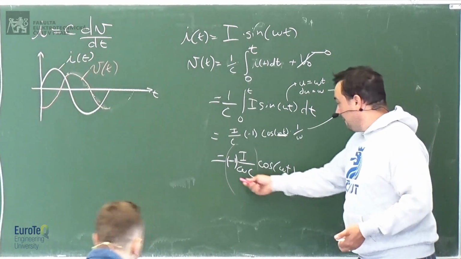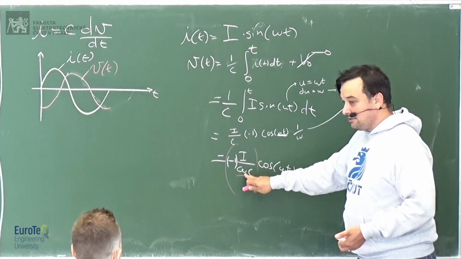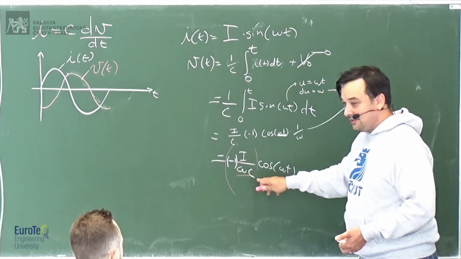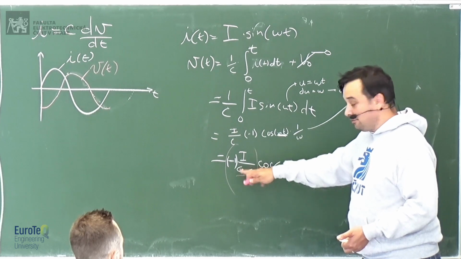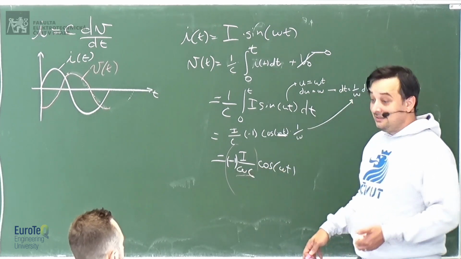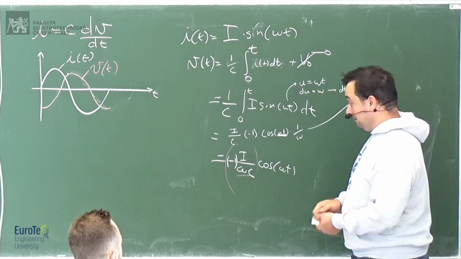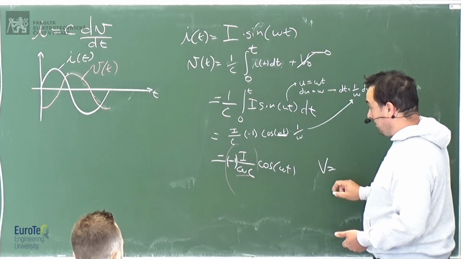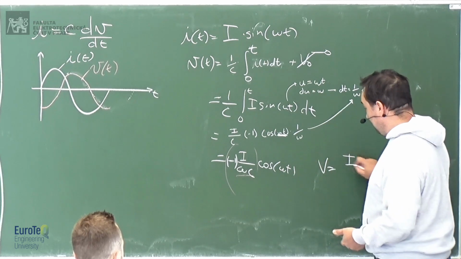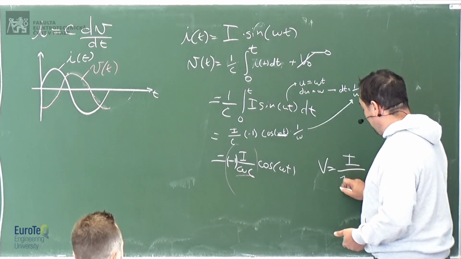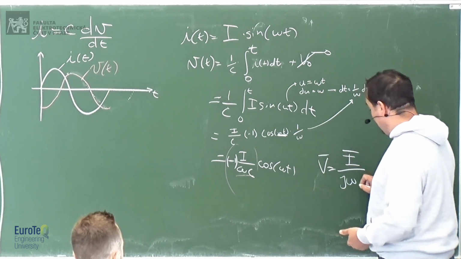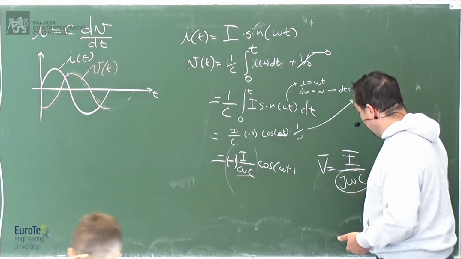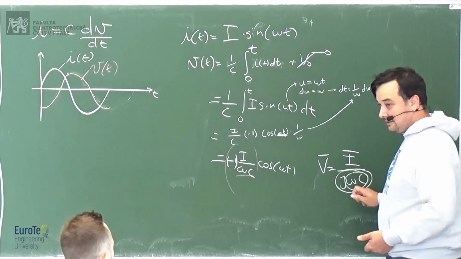Okay. Now, does this suggest anything to you? Oh, that's 2 pi f. Yeah, but 2 pi f C is what? 1 over 2 pi f C. Oh, it's the reactance. Because here you have a voltage which is equal to a current divided by j omega C. That's impedance. That's voltage. That's impedance, and this is the reactance. Yeah, I'm sorry.